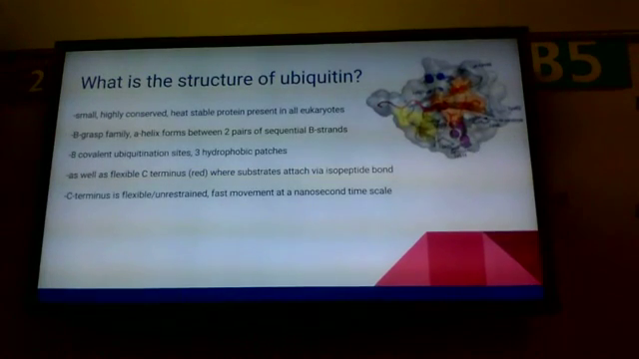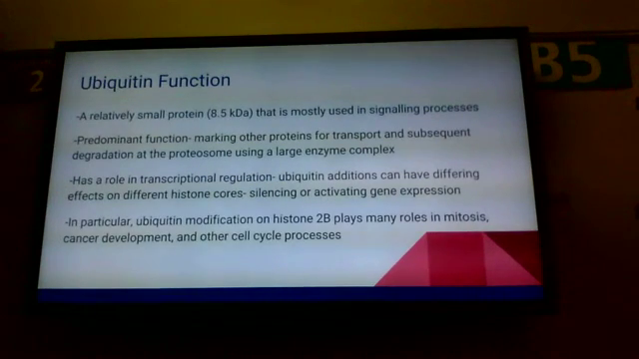Ubiquitin is a small, highly conserved, heat-stable protein present in all eukaryotes. It is the most important regulator of protein homeostasis. It has 8 covalent, 3 main hydrophobic ubiquitination patches, as well as a very flexible C-terminus where the substrate is attached by an isopeptide bond. The predominant function is marking other proteins, thereby targeting them for transport to the proteasome for degradation.